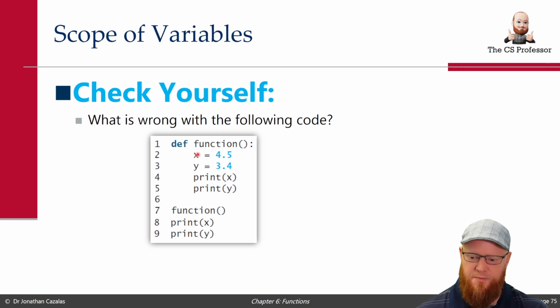Line 7, we now call that function. Cool, let's go to the function. We have a local variable x, it's 4.5. A local variable y, 3.5, no problem. Now we print x, we print 4.5. We print y, 3.5. Pretty easy. We come to line 8, and line 8 says print x, and I hope you already see the problem. Same thing on line 9, print y.